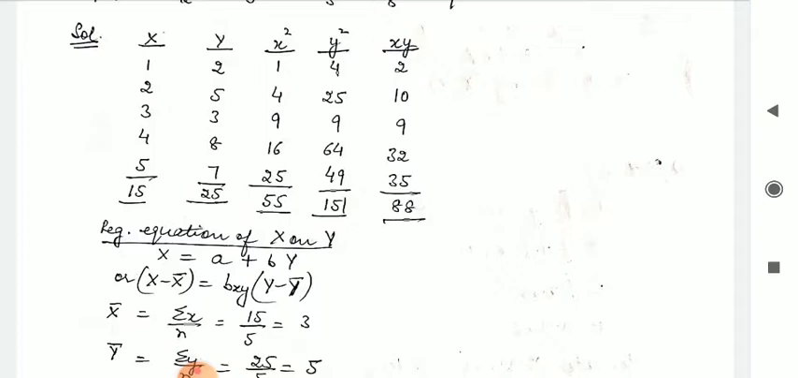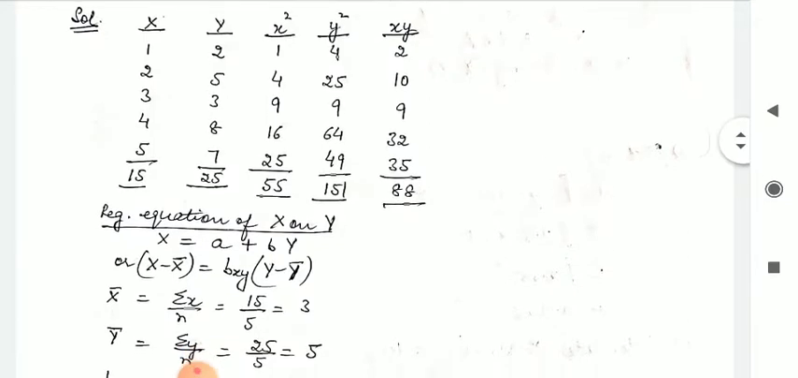The regression equation of x on y is written as x is equal to a plus by. And for forming this equation, we have another modified equation. We use x minus x bar is equal to bxy into y minus y bar. In this modified equation, bxy is what? It is the regression coefficient of x on y.